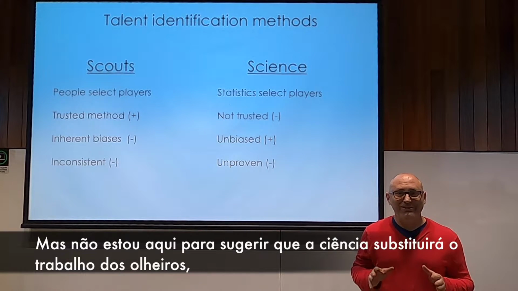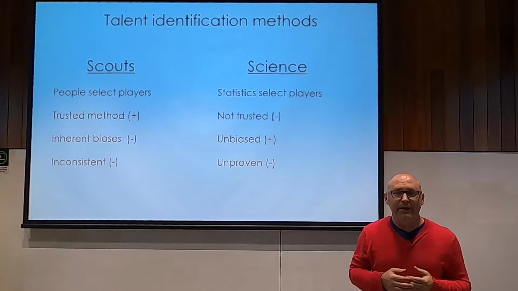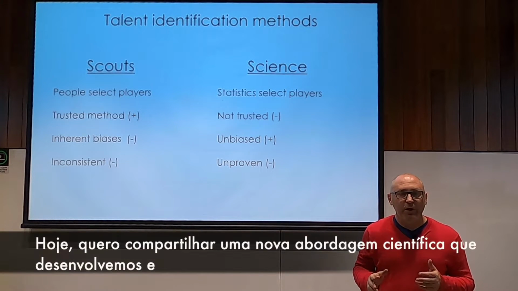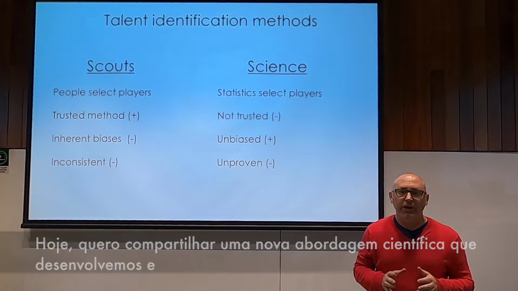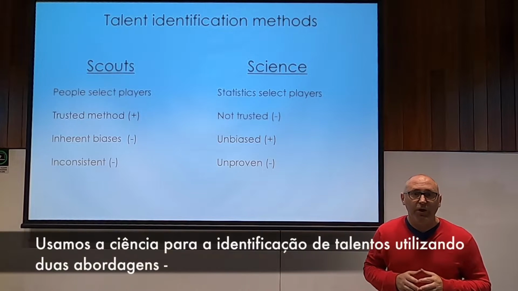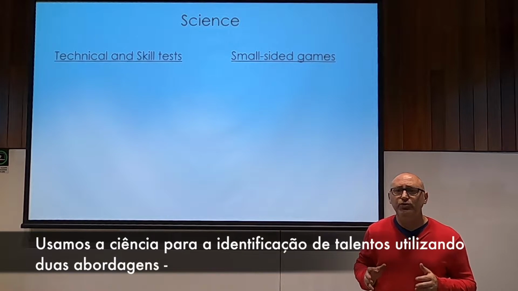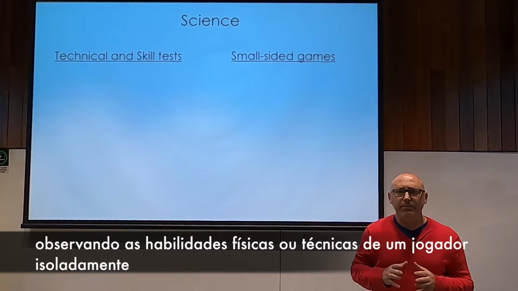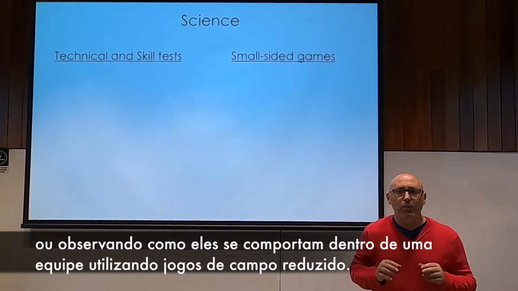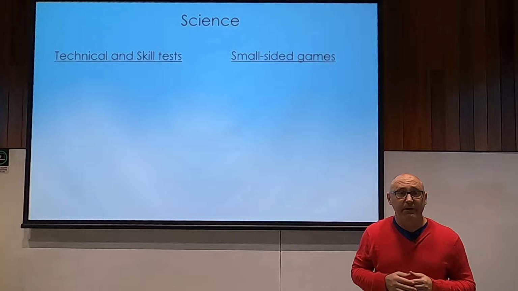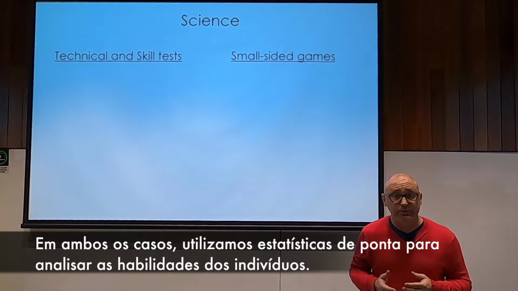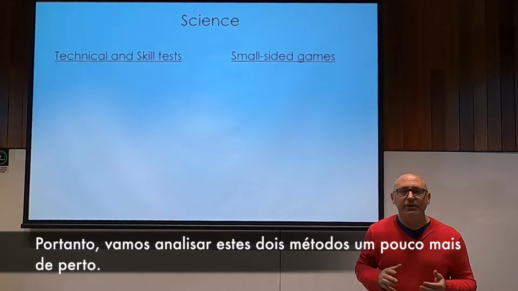But I'm not here to suggest that science will replace scouting, as I think the future of talent ID will combine scouting and science. Today, I want to share a new scientific approach that we've developed that I think will help clubs select better players more consistently. We use science for talent ID using 2 different approaches. First, by looking at a player's physical or technical abilities in isolation, or by looking at how they perform within a team using small-sided games. In both cases, we use cutting-edge statistics to look at the abilities of individuals. So let's look at these methods a little more closely.